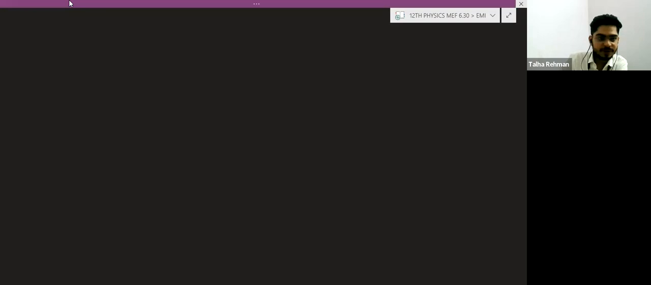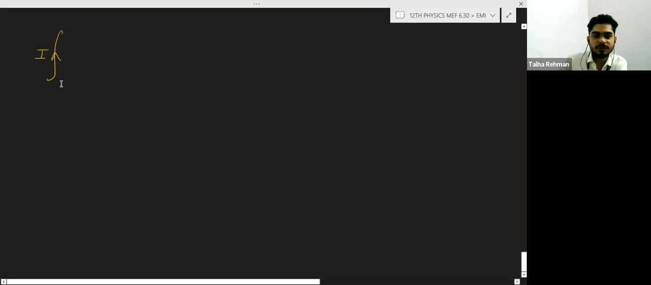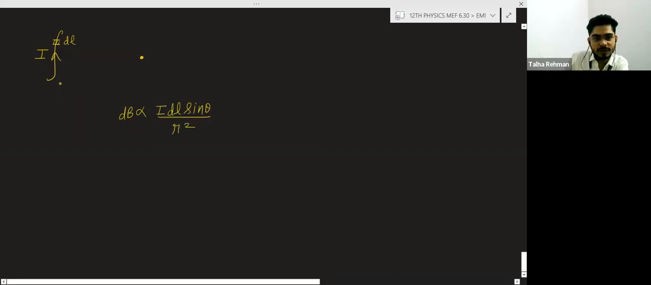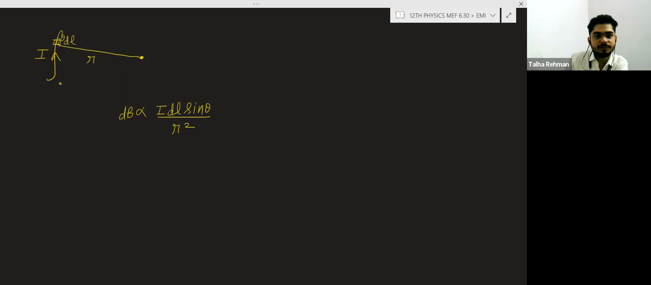Actually, I have told you the Biot-Savart law. There is some current in the wire. Suppose this is the wire. If you calculate the magnetic field at this point, you calculate it for a small element of the wire only. This magnetic field will be directly proportional to I dl sin theta and inversely proportional to r square. This is your r, and this is your theta.